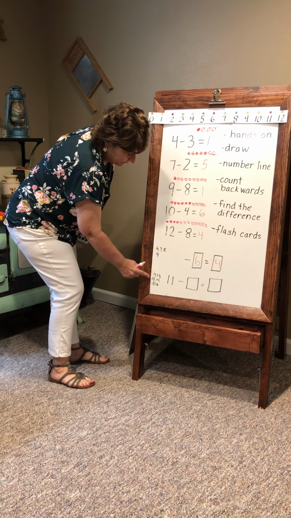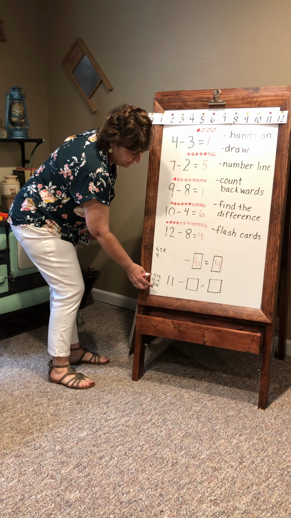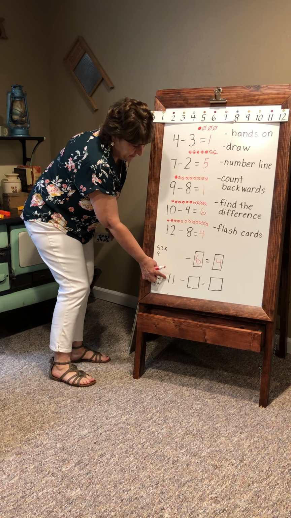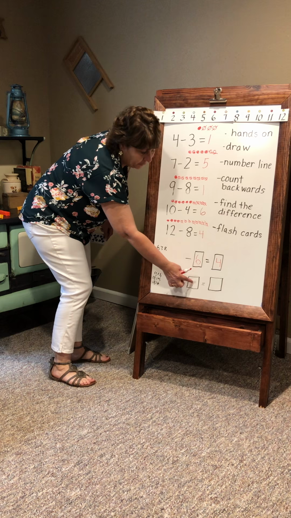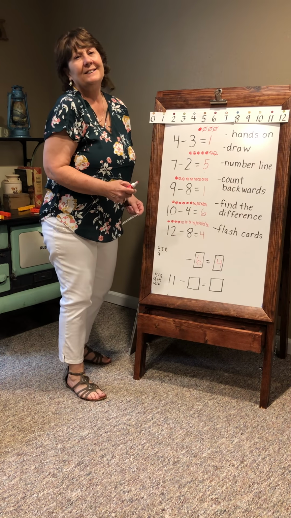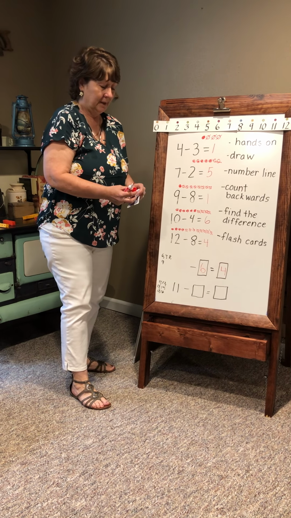For the bigger numbers like 11, 12, 13, 14, 15, and 16, go ahead and write the number here. Subtract whatever dice you roll to get your difference. That's a good way to kind of make it a fun game.